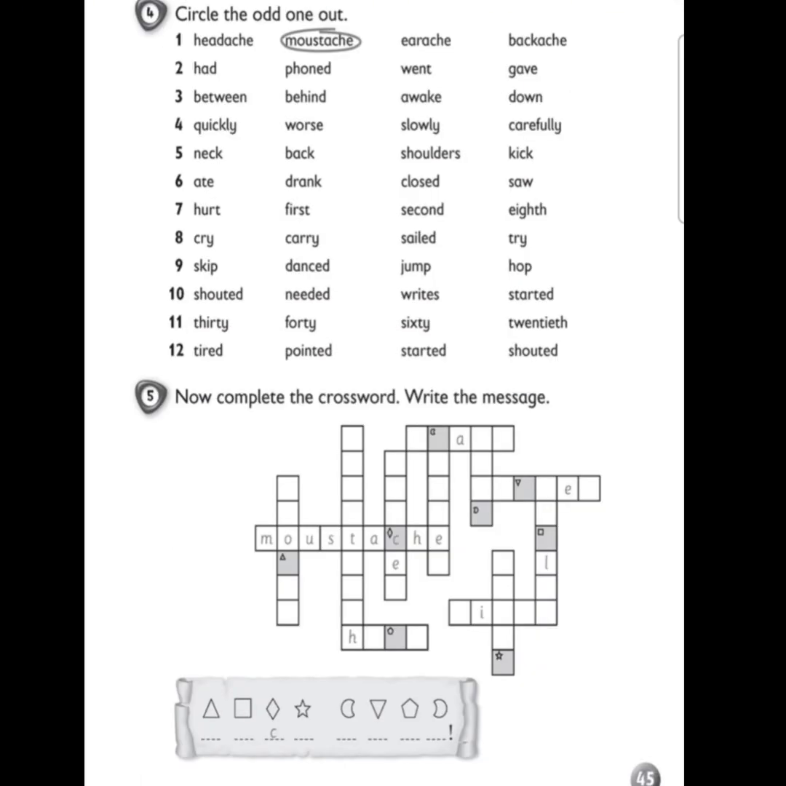Now turn to page 45. Section 4. Circle the odd one out. Section 5. Now, complete the crossword using the words from Section 4. Then write the message. Notice the gray boxes. Use these letters to fill in the message. Please write the message in the comments.